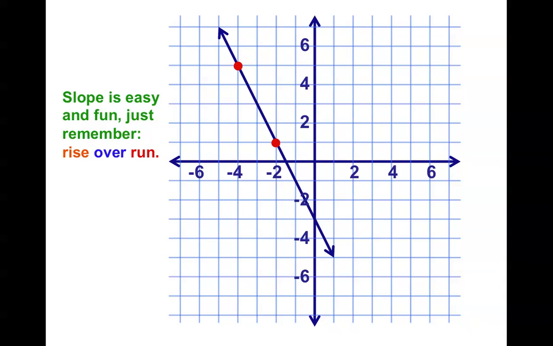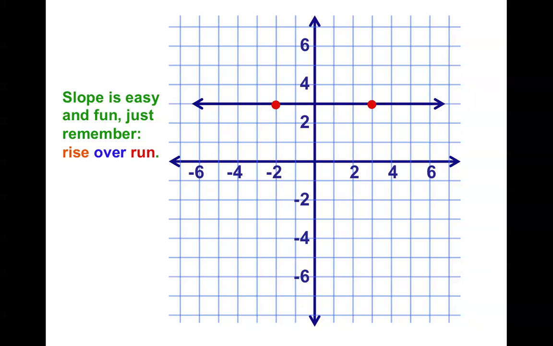What about this one? All right, I'm back. We run 2, and then when we go down, remember what happens when you go down? -4. Slope is easy and fun. Just remember, rise over run. Don't forget to simplify to -2.